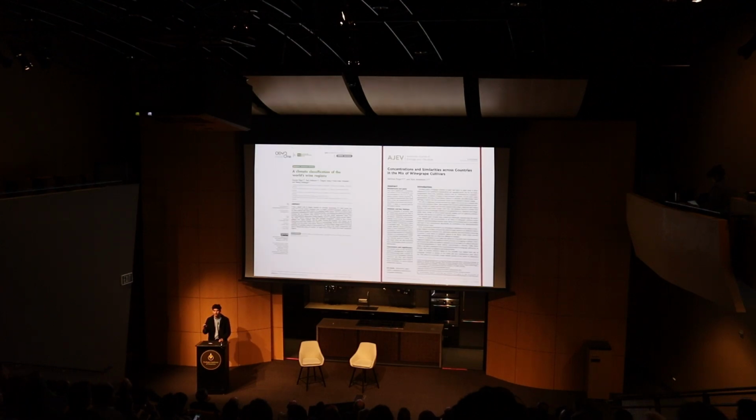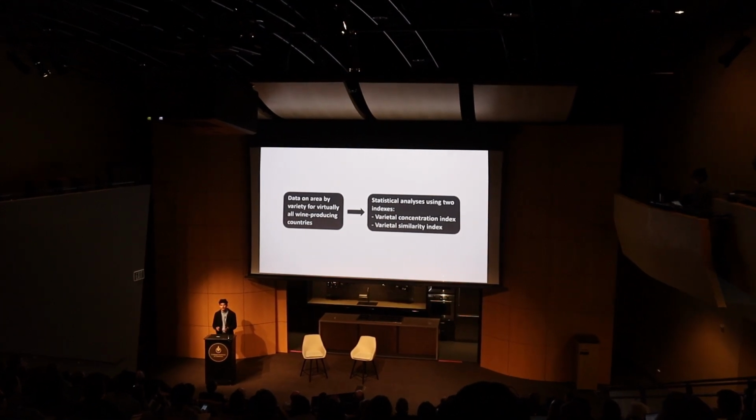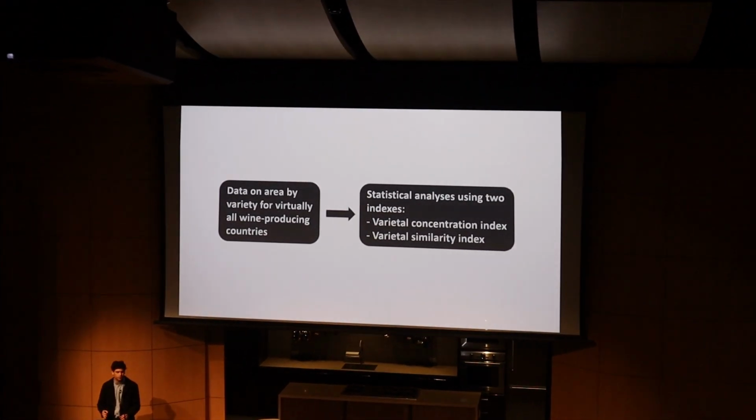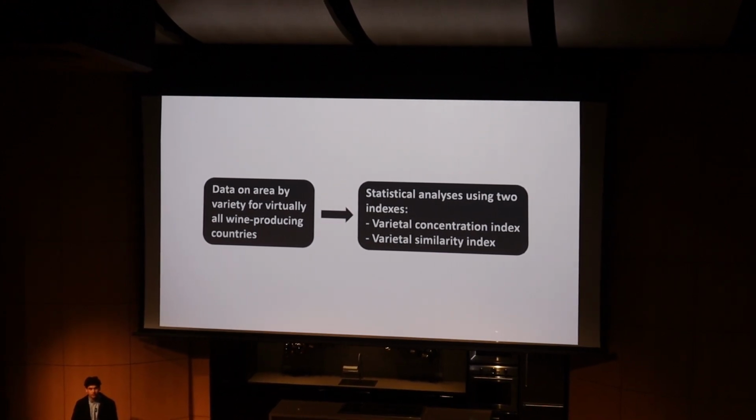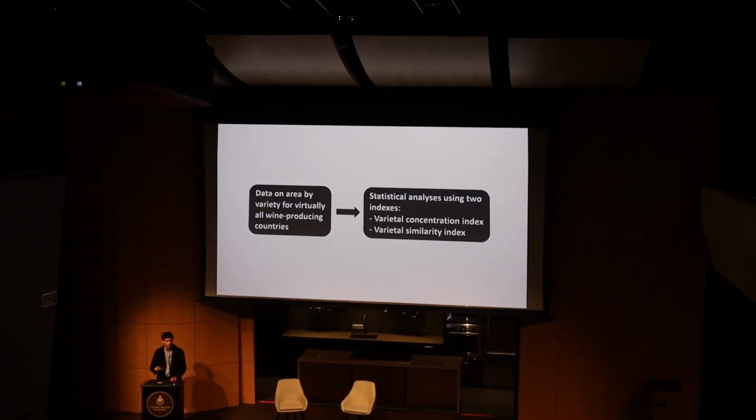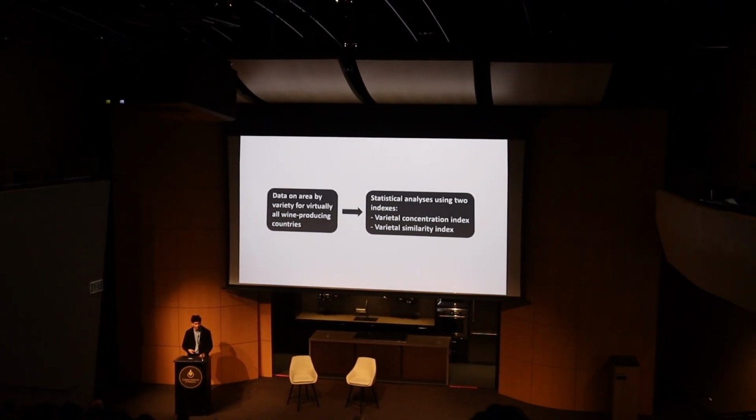Now I will talk about this second paper. What we did in this second paper was to use data on area by variety for basically all wine-producing countries, all of them. And we did some statistical analysis using two indexes that we computed using that data. One is a varietal concentration index, and the other one is a varietal similarity index.